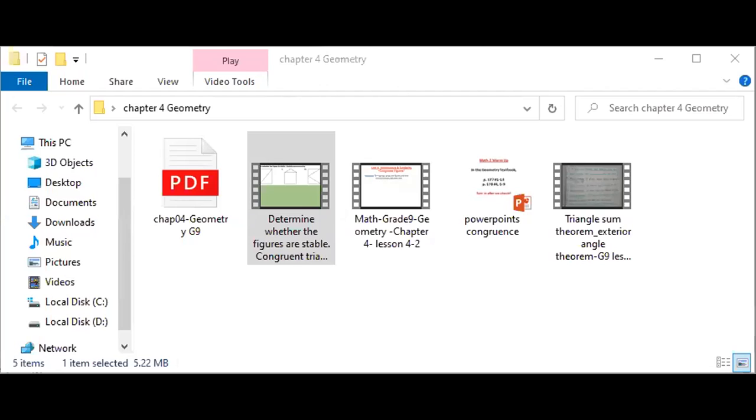However, on number 9, this is not stable. And that's because there are many possible shapes for the 4-sided figure with the given sides and length.